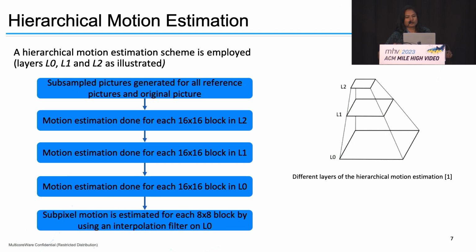Then we apply motion estimation for each 16 by 16 block at the L2 level, and the best motion vector arrived at in L2 is used as the starting point for motion estimation in L1. Similarly, we take the best motion vector from the L1 image and apply it as the starting point for the motion estimation in the L0 image. And ultimately, we do subpixel motion estimation for each of the 8 by 8 blocks at the original resolution level, or L0.